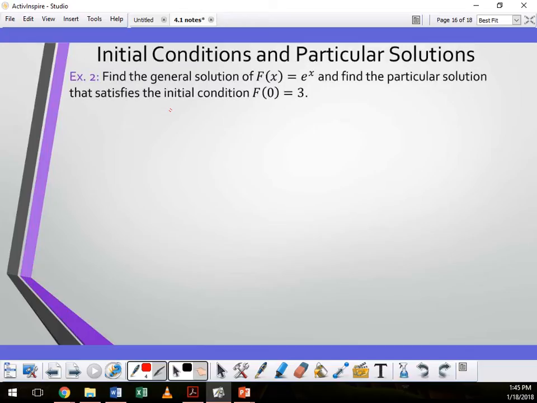What's the derivative of e to the x? E to the x. That one should be easy, right? What's the integration of e to the x? E to the x. So this is going to be e to the x plus C, which is supposed to equal 3. So 3 equals e to the 0, which is 1, plus C. Anything to the 0 power is 1. So 2 equals C, or C equals 2.